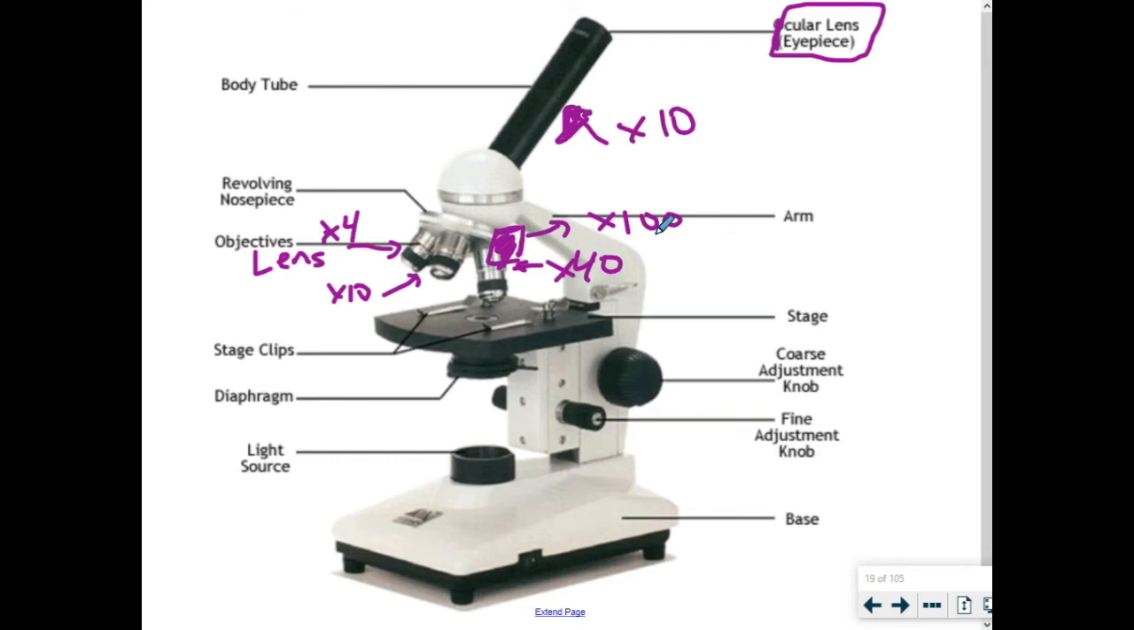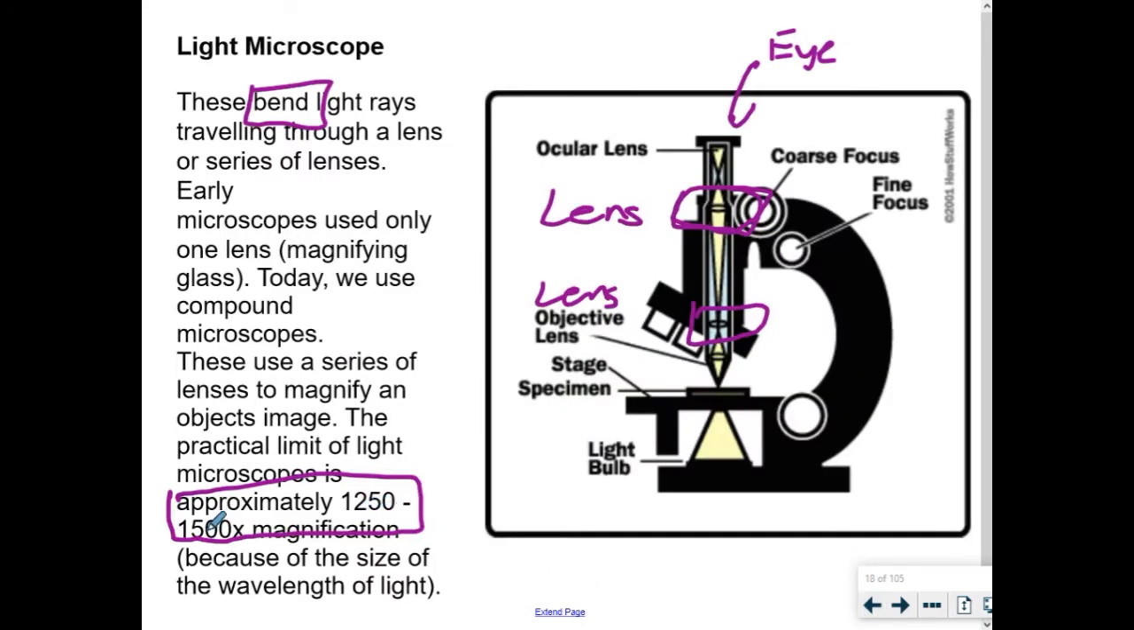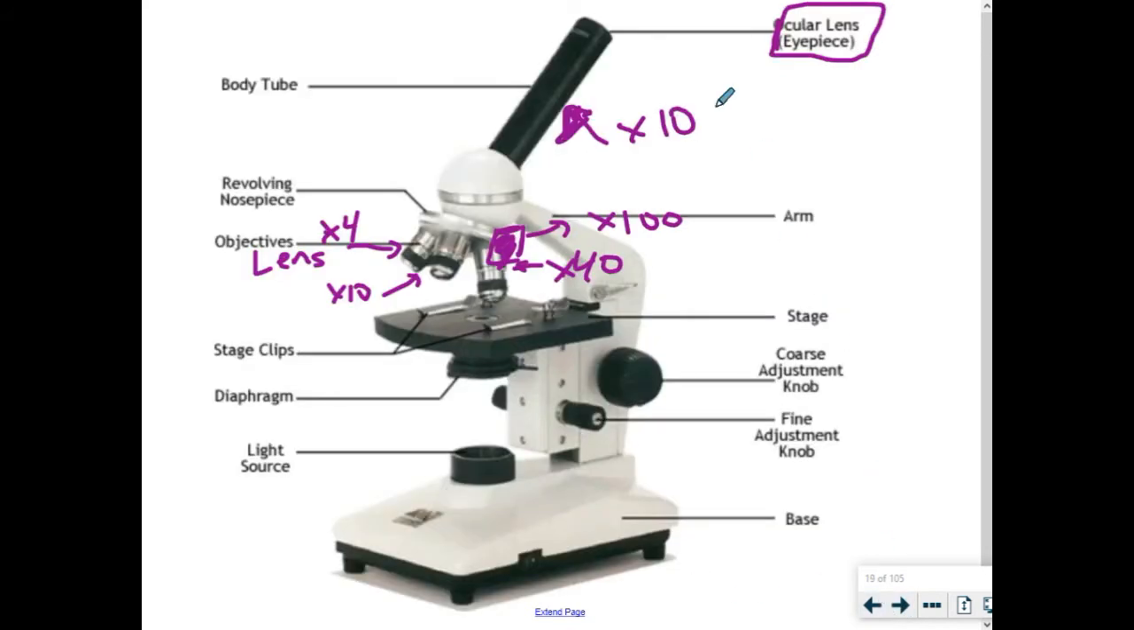Now this then leads to the question, Chris, why do we stop here at 1250 by 1500? Right? Like, why can't I just use an extra lens? Why don't we use another tube? Why don't we have an extra one right here and make this one be by 10? Why don't I go 10 by 10 by 100? Why don't I go 10 by 10 by 10 by 100? Why don't I just keep adding lenses and keep zooming in?